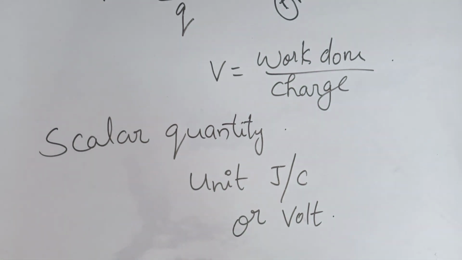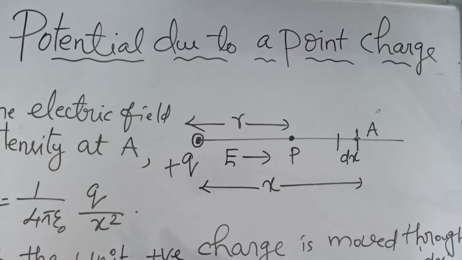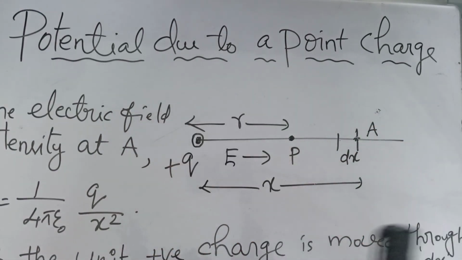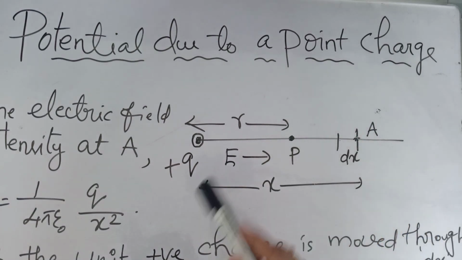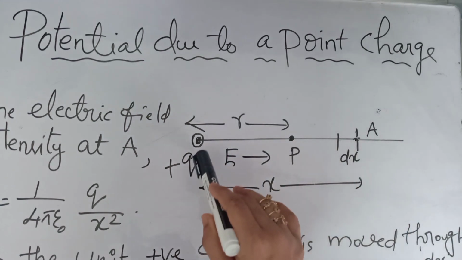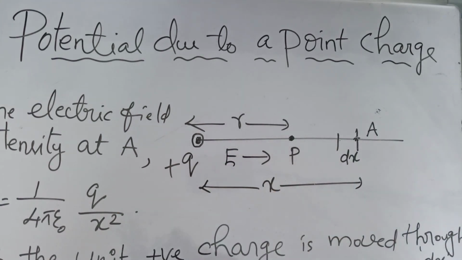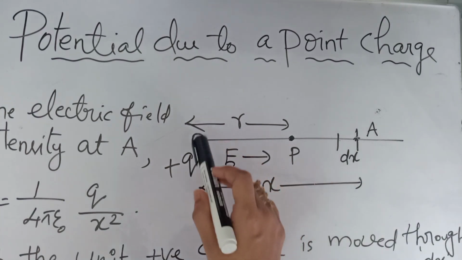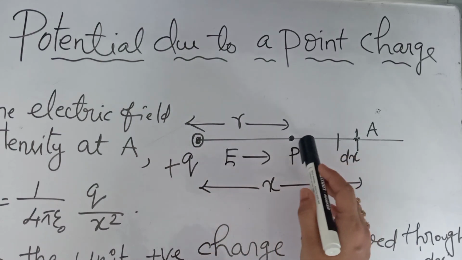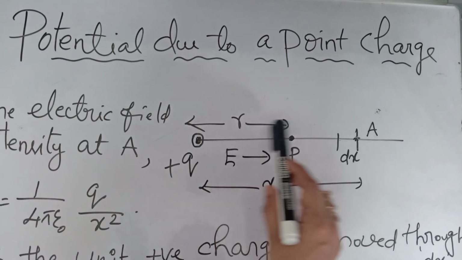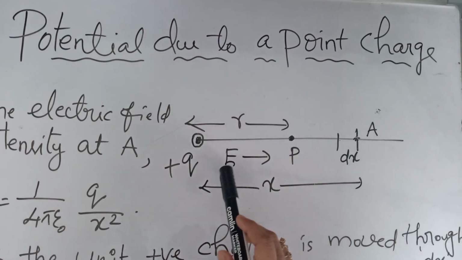Now we can see how we can find the potential due to a point charge. Then it will be more clear. We are going to find the potential due to a point charge, so we have to consider a point charge. Plus Q will be a point charge, and we have to find the electric potential due to this point charge plus Q. Okay, so here we can see the diagram. So this is plus Q charge, and here at a distance r from plus Q charge we are considering a point P. The distance between plus Q charge and P is small letter r, and we can see the direction of the electric field.